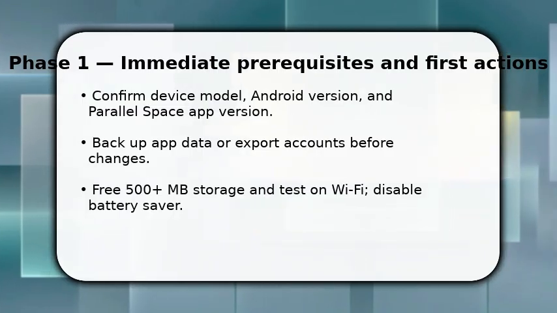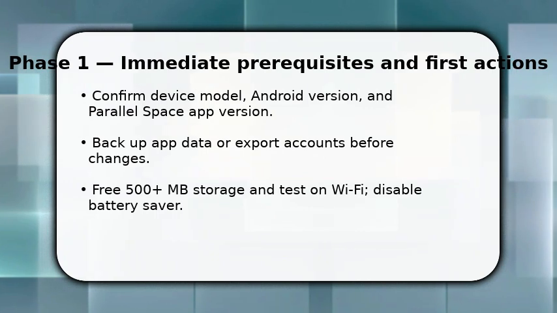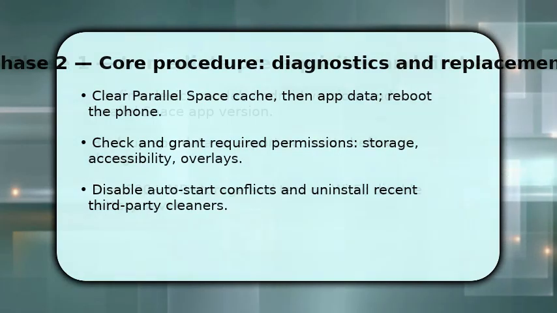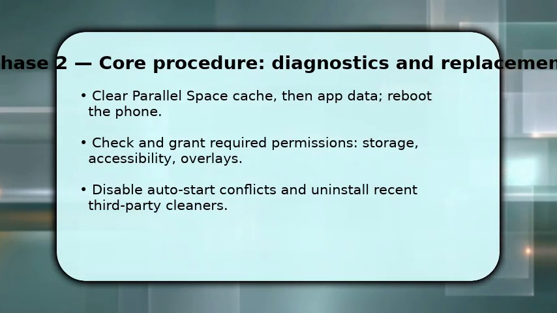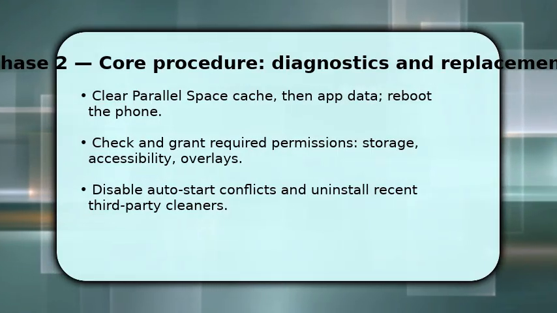Now proceed to clear caches and permissions. Those are the first corrective moves. You now perform the deeper fixes that actually stabilize the app. Clear parallel space cache first, then app data if crashes persist, and reboot the phone to reset processes.